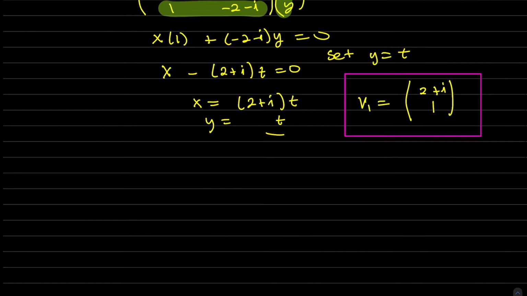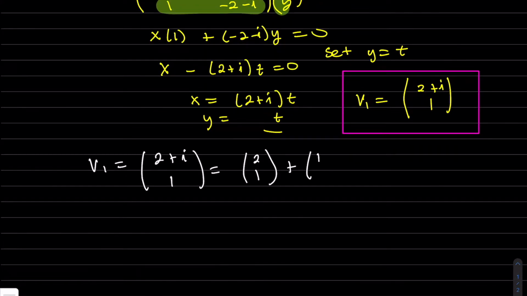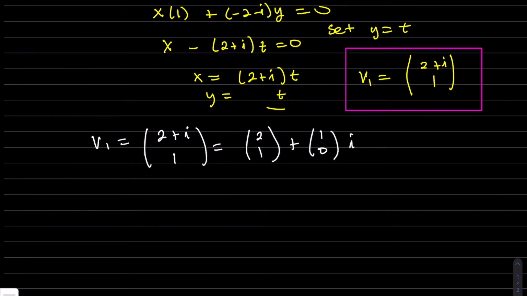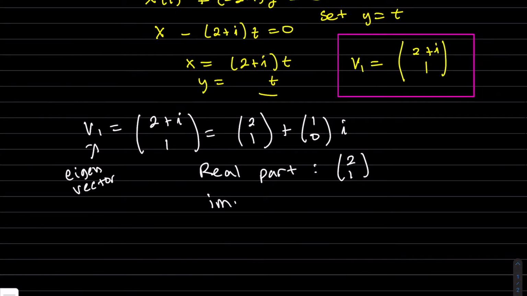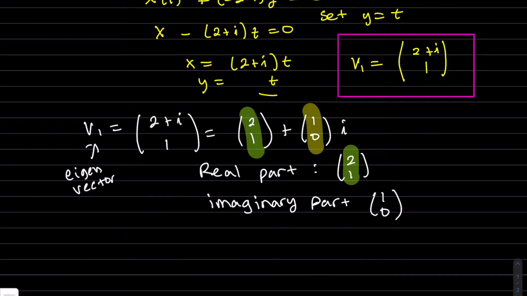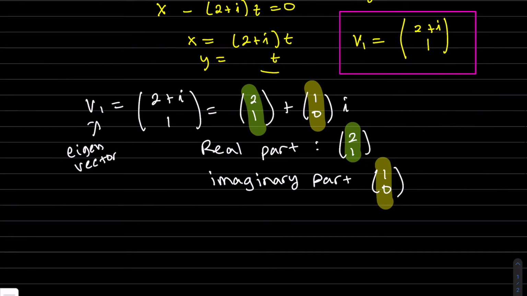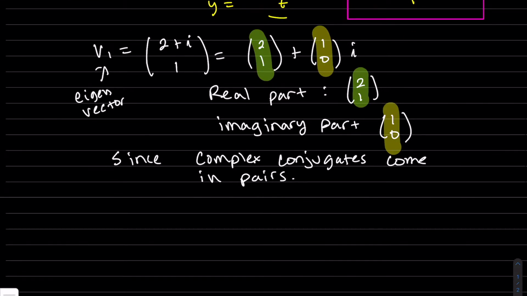So let's write this out. So that's my first eigenvector. And my real part of the eigenvector is 2, 1. And then my imaginary part is 1, 0. It's just the coefficient in the front of each part. And it's a known fact, my v2 is going to be 2 minus i, 1.